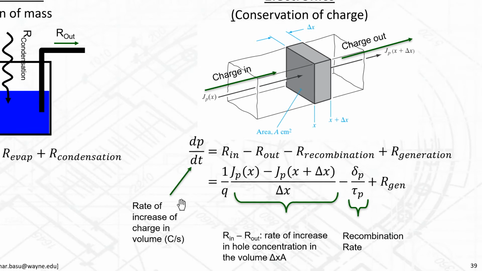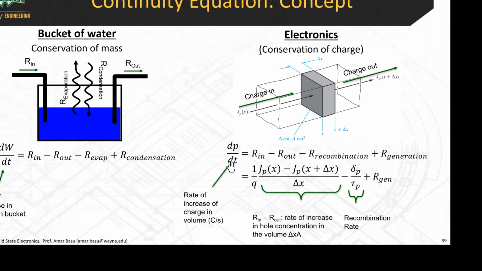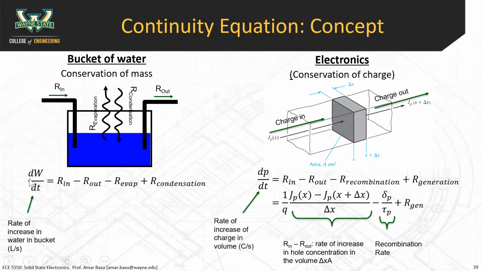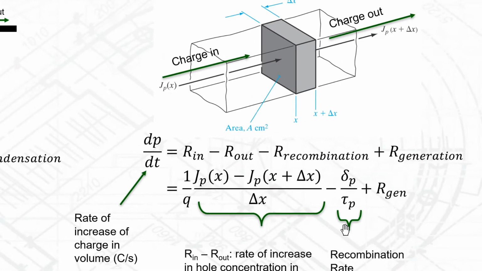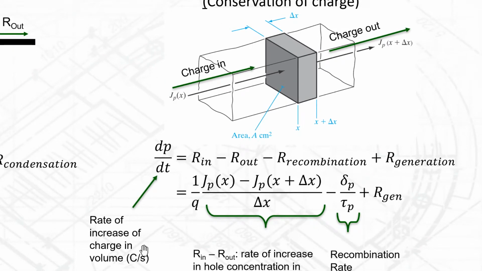All right. So similarly to what we did with the bucket of water analogy, with the water we were saying the rate of change of water in the bucket, dW dt, in liters per second. Here we're saying the rate of increase in charge in this volume, and so the units here is going to be coulombs per second. So if dP dt happens to be positive, that means we're building up charge in that little region, okay? And if dP dt is negative, that means we're losing charge in that region, okay?